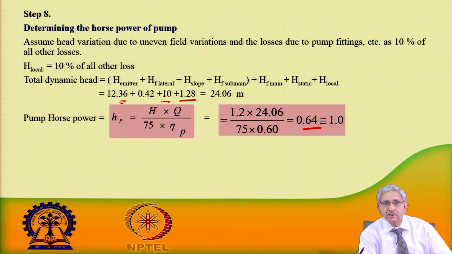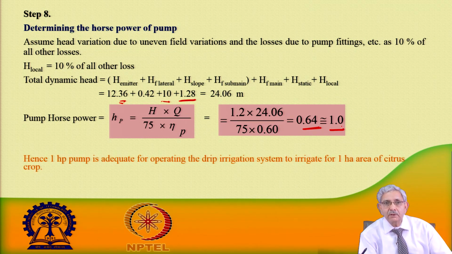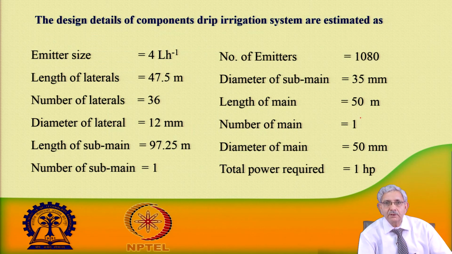The available size in the market is 1 HP, which is enough to irrigate the whole field. So, a 1 horsepower pump is adequate for operating the drip system to irrigate 1 hectare area of citrus crop. In fact, it can meet other essential requirements also. This pump can take care of the requirement of additional area, because it is of a higher size. So, these are the design calculations which we have got.